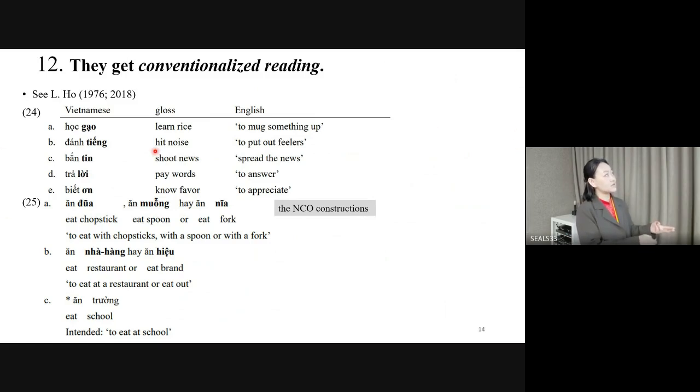The word pay means to answer or learn, write, that is to make up something, or see in 25, to... In Vietnamese, we can use chopsticks, we can use a spoon, we can use a fork. These three expressions are all accepted in Vietnamese, and we can use a location like nhà hàng, restaurant, and we can use the canteen like this to show the location. But another nominal expression like trường, school, we cannot use in this construction.